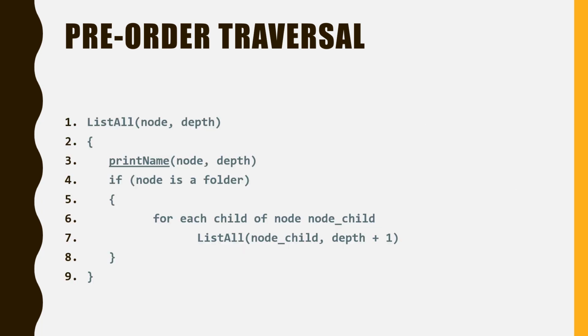Here is the pseudocode for pre-order traversal. In line 3, the current node is visited, and its information is printed. Lines 6 and 7 recursively visit all the children of the current node. Note that visiting the current node, as done in line 3, occurs before visiting its children, which is done in lines 6 and 7. This is why we call this traversal order pre-order.